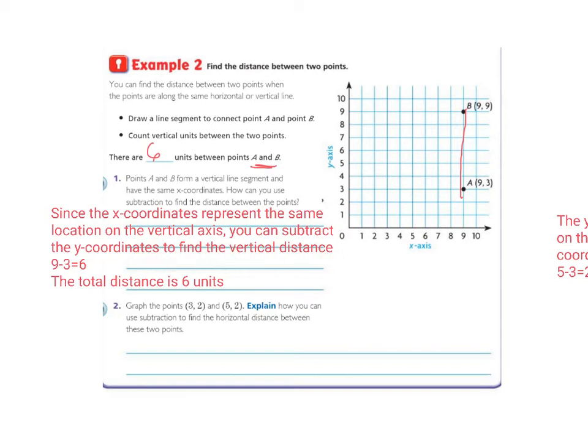vertical distance. So if I have 9 right here, minus 3, so I'm going to minus the 3, then I get the total distance, which is 6 units, because I have 9 minus the 3, and so I would have the total distance, which is 6 units.